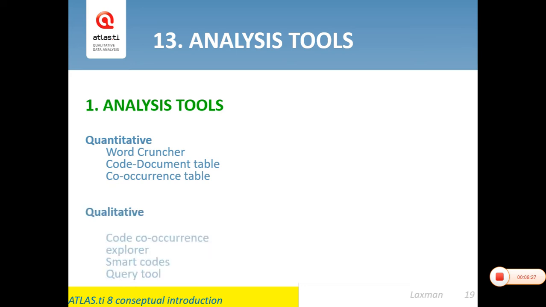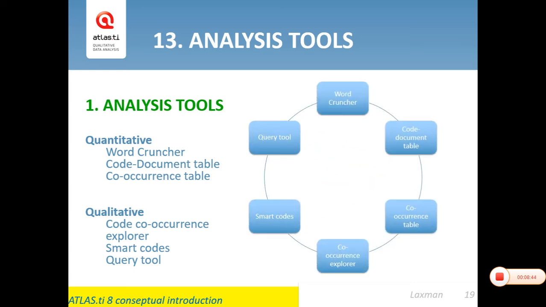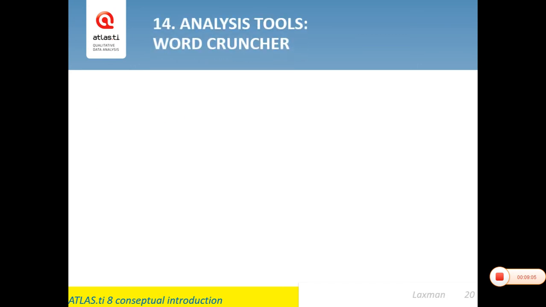And let me talk about analysis tools. While analyzing qualitative data, we use two different techniques, quantitative and qualitative. Basically, ATLAS.ti helps with qualitative analysis. In quantitative technique tools, word cruncher, code document table, and co-occurrence table are used, and code co-occurrence explorer, smart code, and query tool are some qualitative tools that are used by ATLAS.ti. And this is the cycle that you can see, the interrelation of these tools used in ATLAS.ti, right? And let me go ahead.